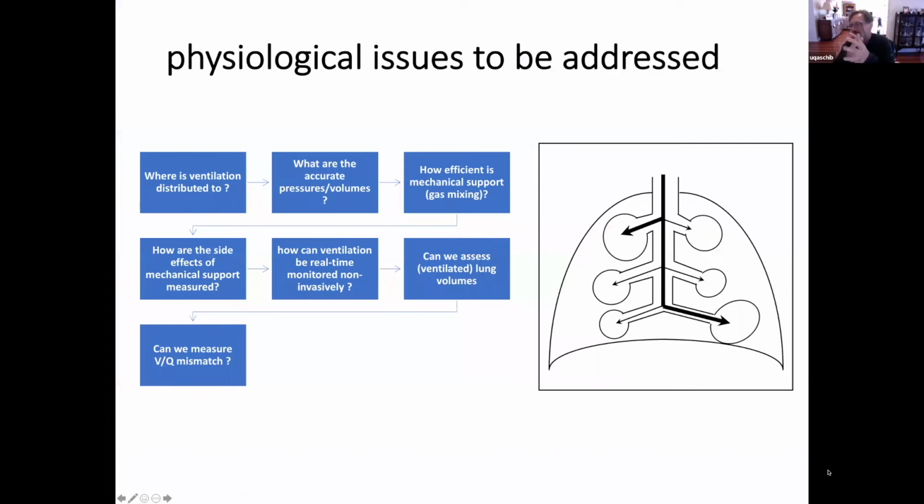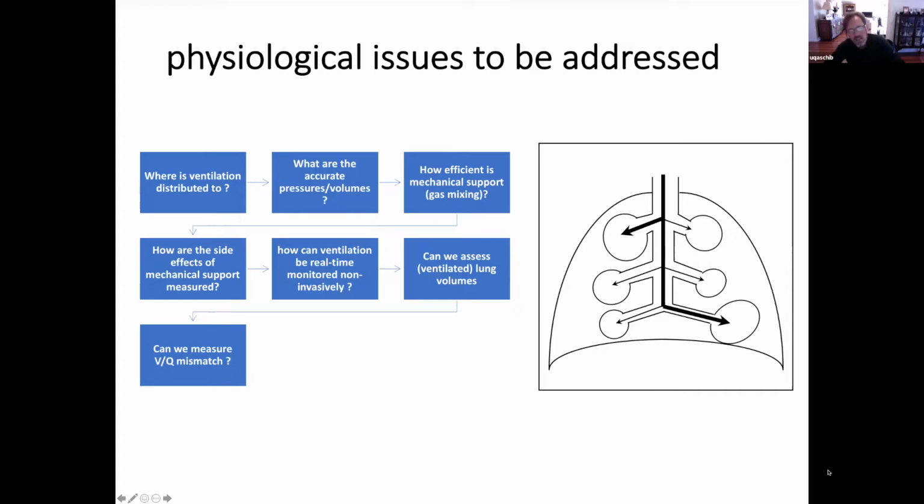So what I'd like to talk about is actually what we don't know when we mechanically ventilate patients. We have this black box in front of us talking chest. We have no clue what's happening inside the chest. You're pumping air in and hoping for the best. And so the question is, where do we distribute ventilation? What are our pressures and volumes, and how efficient is the gas mixing? And how can the side effects from mechanical ventilation be measured?